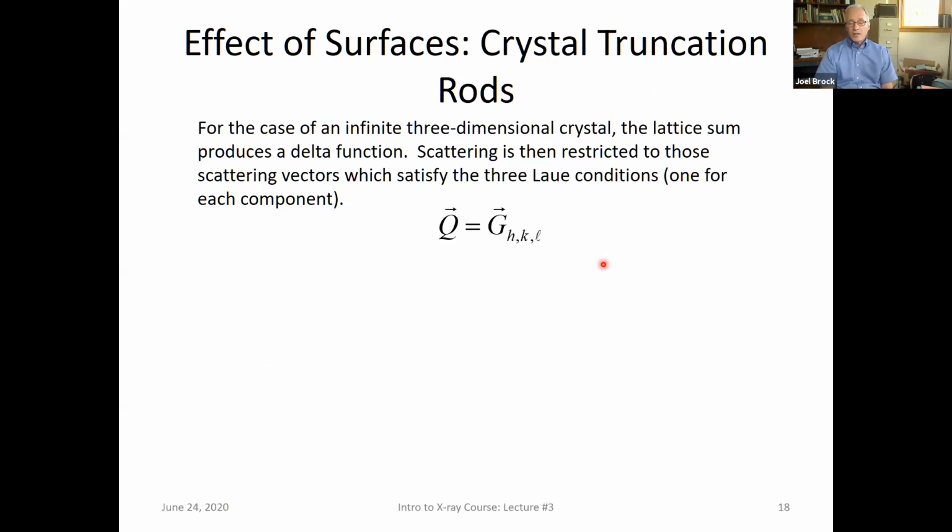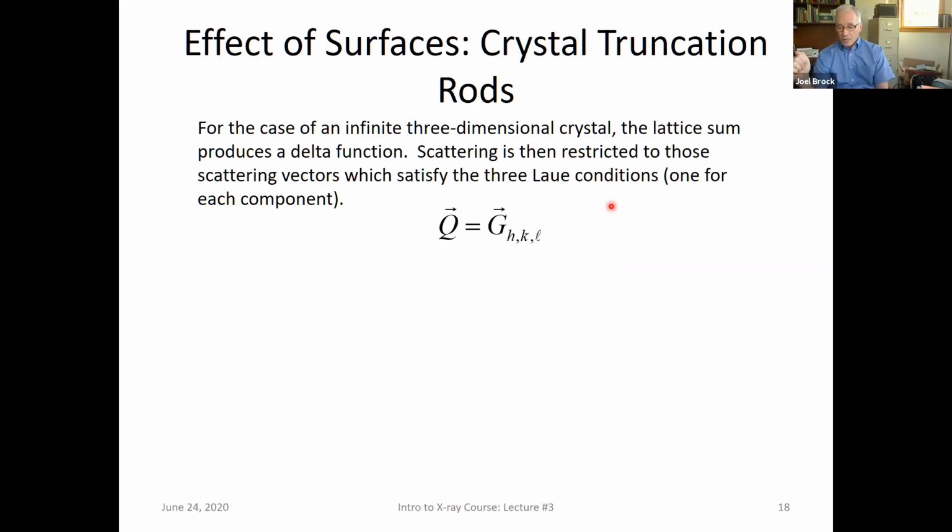Okay, now let's apply this to the real world. So far, everything we've talked about was really mathematical samples. Either they were infinite in size, or they were perfect cubes, and I could do my sums exactly. But what happens if I have a real sample? We're going to start by making a real crystal, first treating it as an infinite crystal with one surface. What we're going to find is that surfaces create these things called crystal truncation rods. Let me walk you through this.